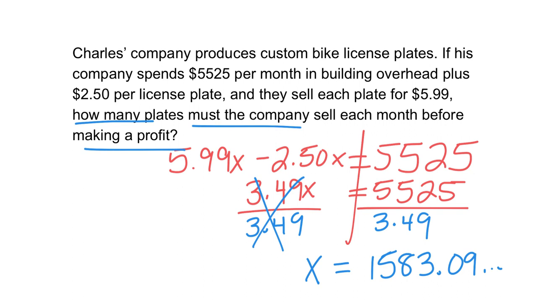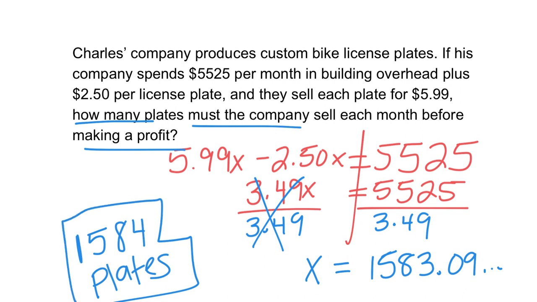So in order to make a profit, you need to sell one more license plate. If this was a multiple choice type answer, you would want to pick 1,584 license plates, because one more would allow you to make profit, where 1,583 would let you break even. You would spend and make the same amount of money. So 1,584 plates is really the correct answer to that.